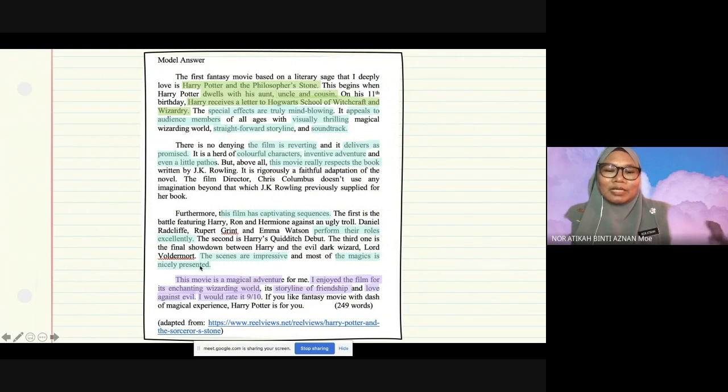This movie is a magical adventure for me. I enjoyed the film for its enchanting wizarding world, its storyline of friendship and love against evil. I will rate it 9 over 10. If you like fantasy movie with dash of magical experience, Harry Potter is for you. 249 words. This is a review which is adapted from real review, Harry Potter and the Sorcerer's Stone.